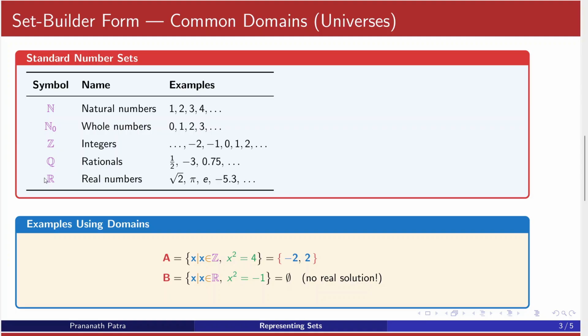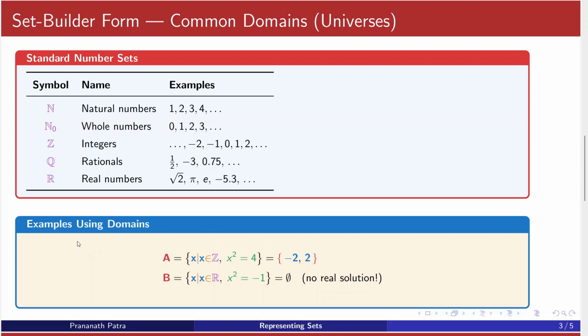Finally, the symbol r stands for real numbers. This is a very broad category that includes absolutely all the numbers on the continuous number line, even the messy ones that don't terminate or repeat, like the square root of 2, pi, the number e, alongside numbers like -5.3.